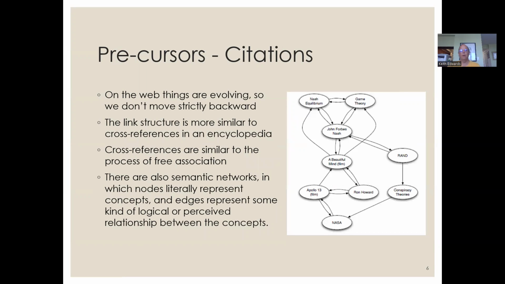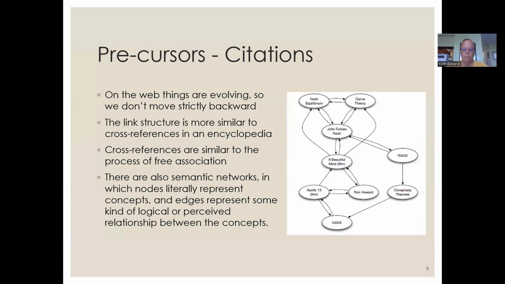On the web, things are evolving, so we don't move strictly backward chronologically, and the link structure on the web is going to be more similar to cross-references in an encyclopedia. And cross-references are similar to the process of free association. There are also semantic networks in which nodes literally represent concepts and the edges represent some kind of logical or perceived relationship between the concepts. You can also think about internet rabbit holes, surfing the web, or word association when it comes to this process of free association.